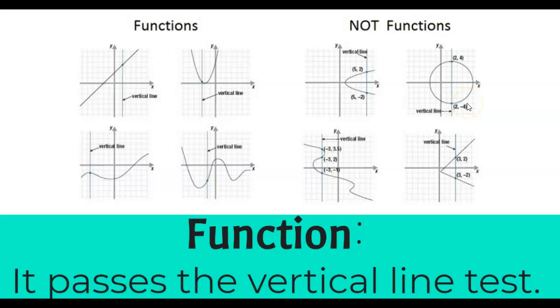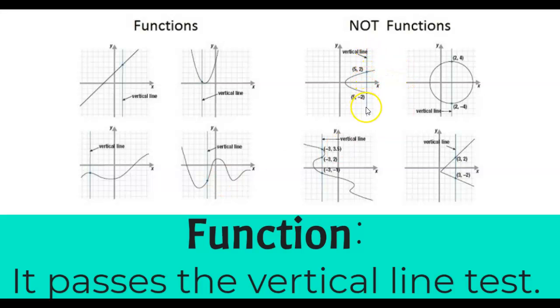And an easy way to test this is to use the vertical line test. So notice in each of the examples of a function, I can draw a vertical line through the graph at any place. I can draw a vertical line any place along here, and it only hits the graph once, meaning the vertical line only hits that graph once for each vertical line that is drawn. If I draw a vertical line here, it hits the graph once. If I draw a vertical line here, it only hits the graph once. That means it passes the vertical line test.